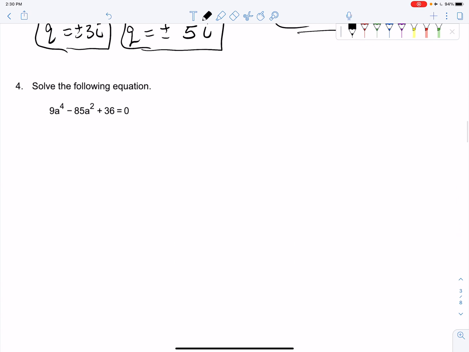Okay, next problem. Same problem here in the way that this is not a quadratic, but it will be quadratic in form if I could write this as 9 something to the second power minus 85 something to the first power plus 36 equals 0. And like I said, every single time this actually does work. If you take a look at that term right there, the term that is supposed to be to the first power, that will be your let statement. Let U equal a squared.